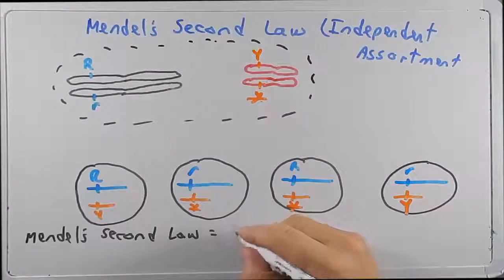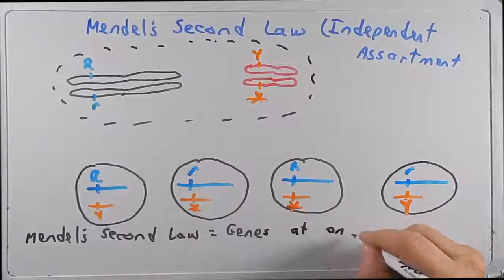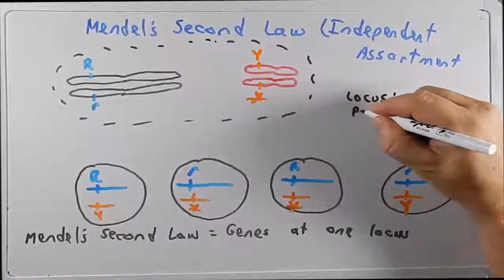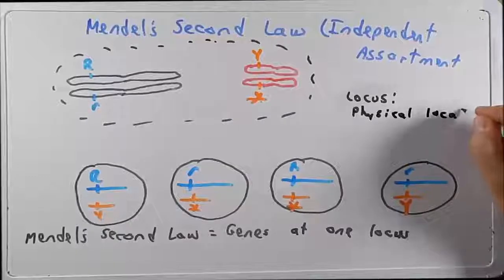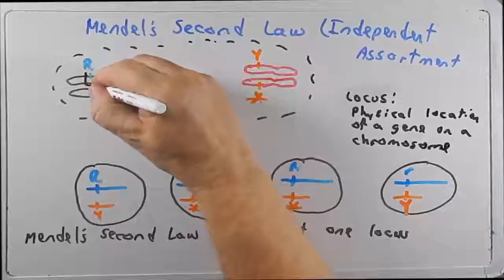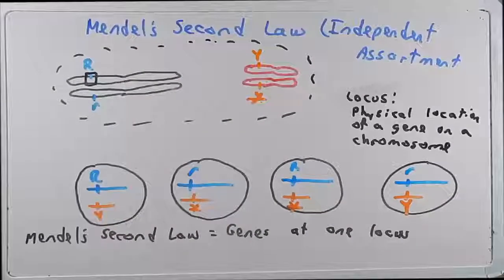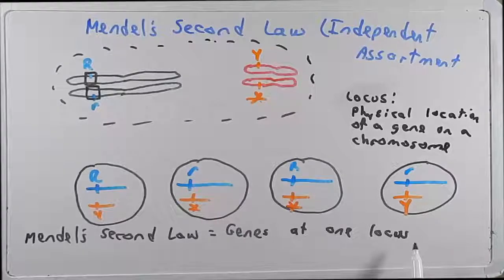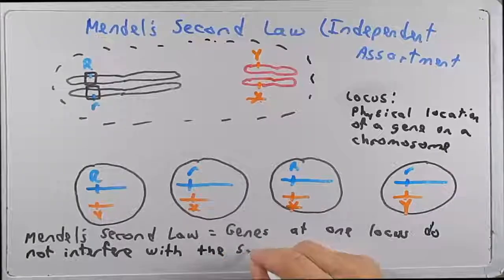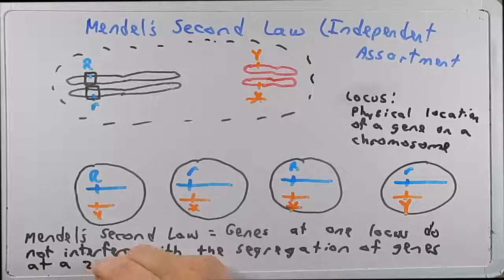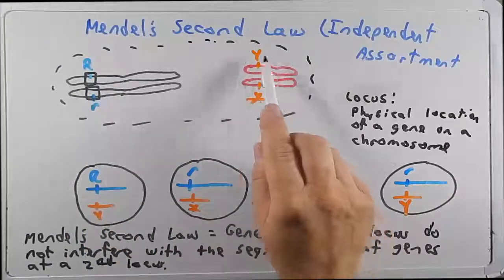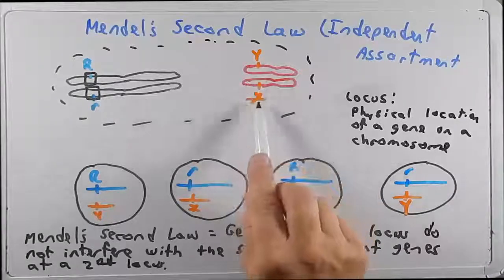His second law states that genes at one locus, and let me define locus up here because I think that's the first time I've used this term, this is the physical location of a gene on a chromosome. So, for instance, this physical location is the locus for the R gene. Genes at one locus do not interfere with the segregation of genes at a second locus. Genes at the locus for R do not interfere with the segregation of genes at the second locus of Y.